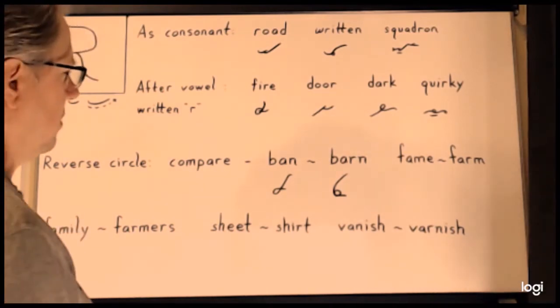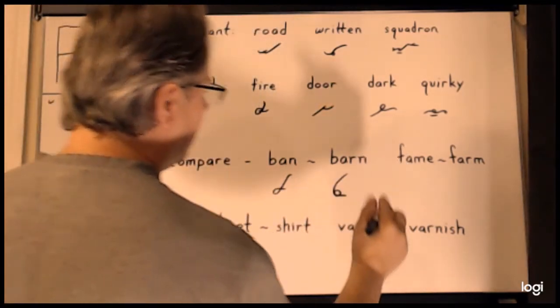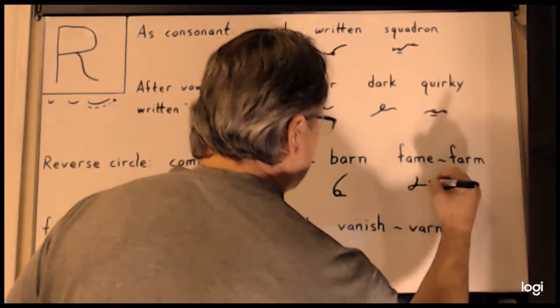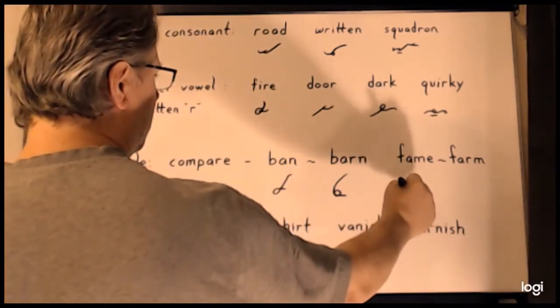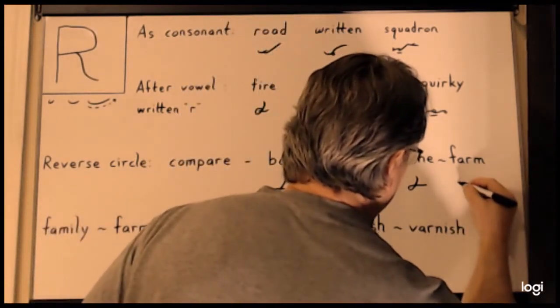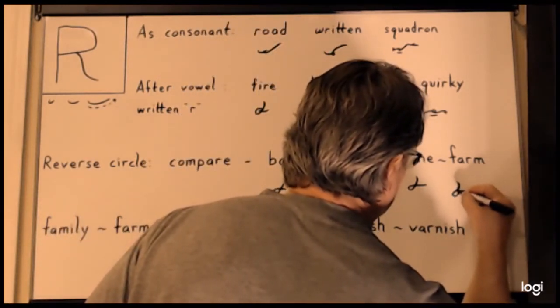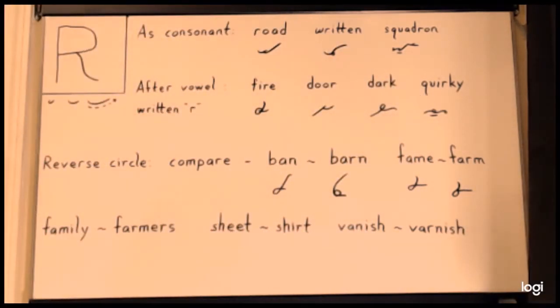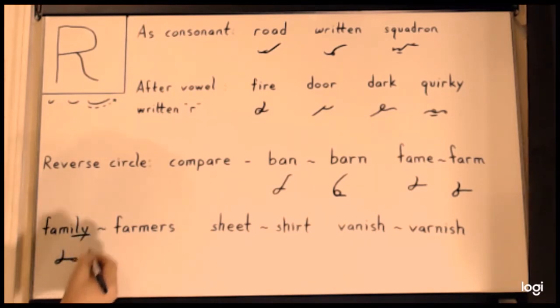And then the next set of words, fame and farm. Fame will be F-A-M. And again, the circle is clockwise, and now it will be counterclockwise in the word farm, where it goes F-A-M. Next set of words, family and farmers. So family is written F-A-M, and an elongated E standing for this ILY sound.